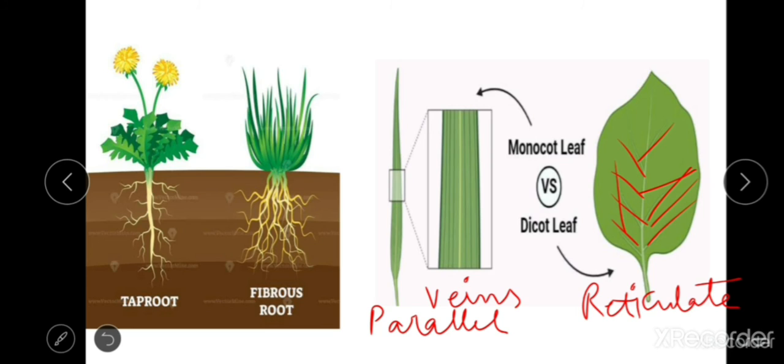Now let's move to the roots of monocot and dicot. In this picture you can see a taproot and a fibrous root. We all know what a taproot is. It basically has a main root, and from the main root there arise many root hairs and rootlets. Whereas in a fibrous root there is no such main root. So the taproot is there in dicot plants, and fibrous roots are found in monocot plants.